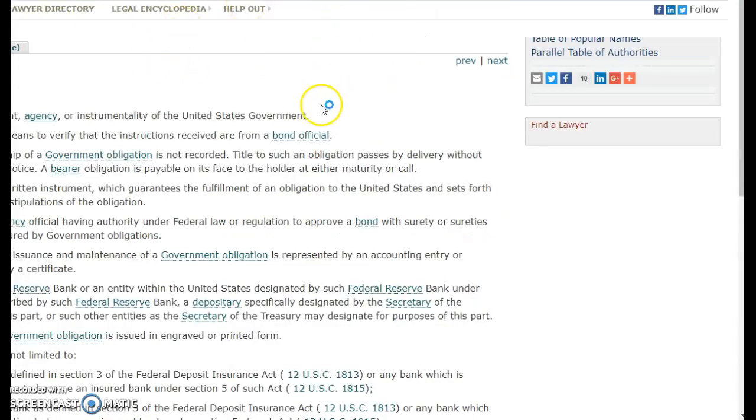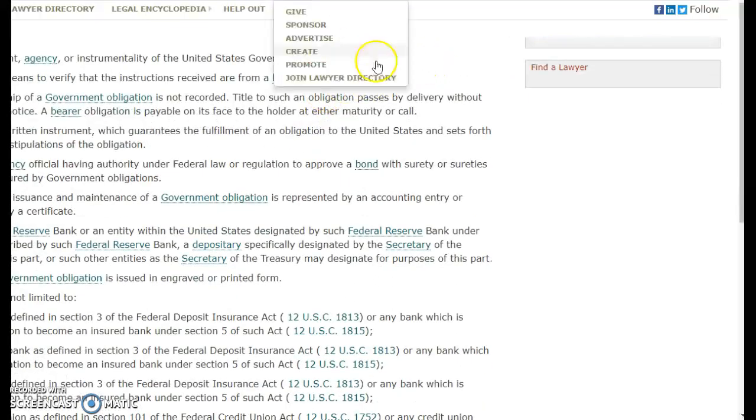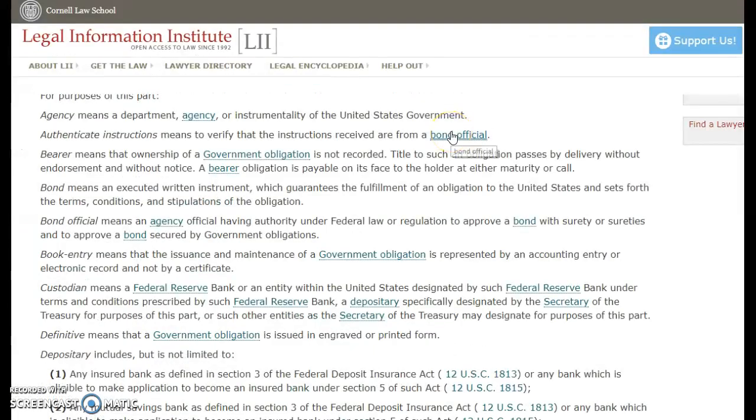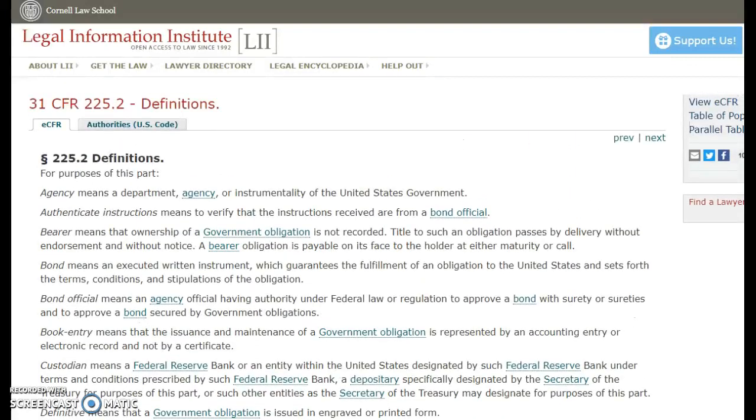First of all, the very first thing that is done with regards to that video is we are provided with this information from Cornell Law School, Legal Information Institute, and it tells us what the actual definitions in CFR 225.2 are for the purpose of this part. Now, the part that this is in, just so you understand, deals with how you understand the definitions that are listed on a bond certificate. So this is a section that deals with definitions as how they read on a bond certificate.